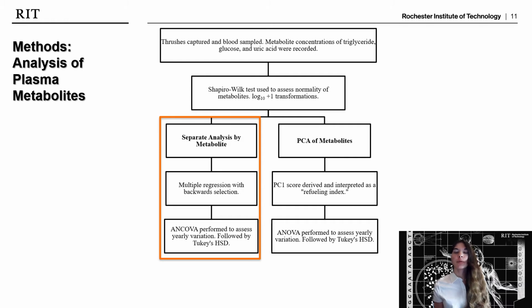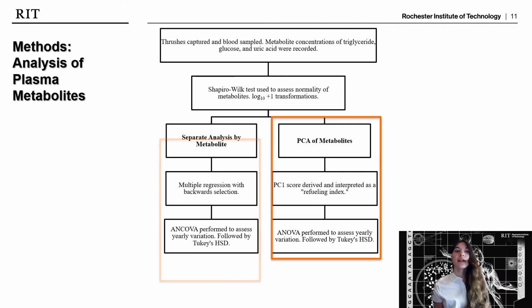We performed multiple regression with backward selection to see if things such as capture hour, bleed time, year, week of capture, or scale mass were significantly related to our metabolites. We then used ANCOVA, including significant independent variables as covariates, to assess yearly variation in metabolite levels. For the second track of our metabolite analyses, we ran a principal component analysis of triglyceride, uric acid, and glucose.